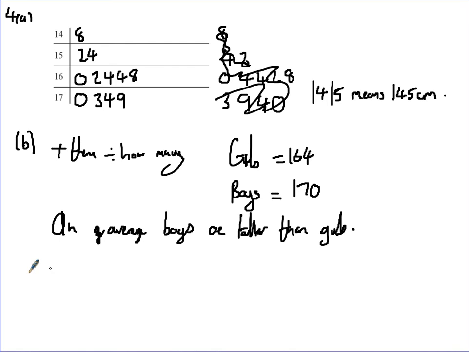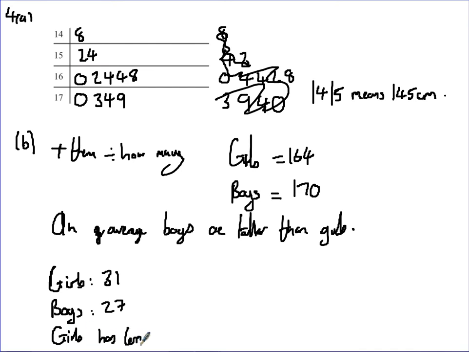And then the other one I'd do is range. Now range is the biggest number to the smallest number. So again, pre-prepared this, so the biggest number take away the smallest number with the girls will then give 31, and the boys doing the same thing, the boys then will be 27. Now what this tells you is how spread apart the data is. The bigger the number, the more spread the data is. So girls have less consistent heights because their range is bigger.